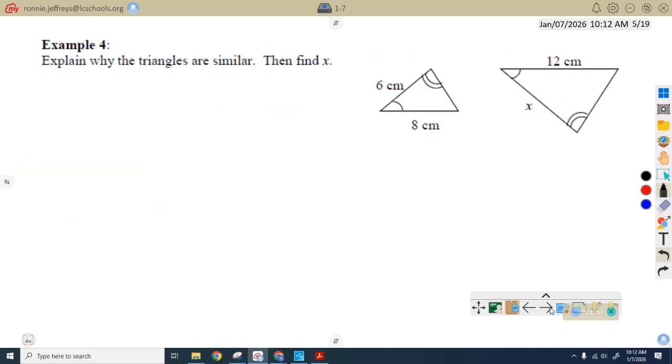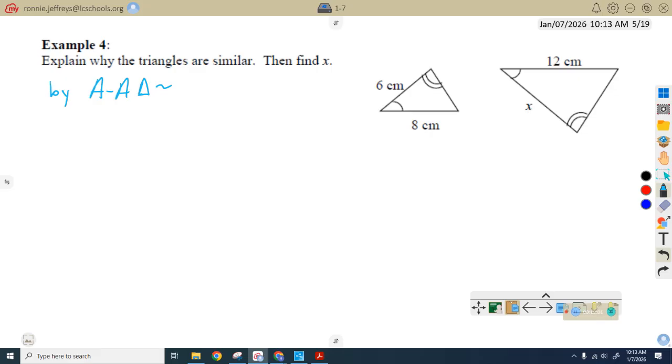Okay, good. So example 4. Now we have those 3 things: angle, angle; side, angle, side; and side, side, side. Ways to prove that these are similar. Let's look at this one. We have this angle and this angle. Those are congruent, so we have one congruent angle. We have 2 congruent angles. So these are congruent by the angle, angle triangle similarity. That's really all you have to say, since we have 2 congruent angles in both of them.